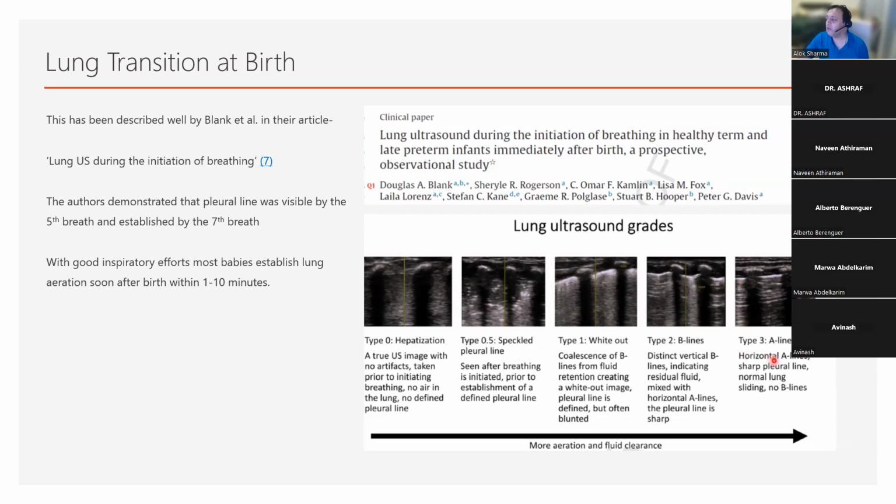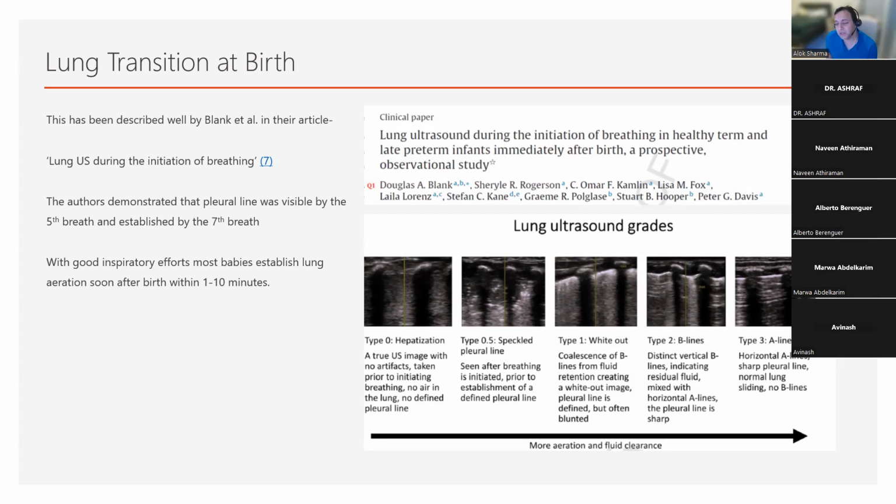And then finally, what you're going to end up with is fully aerated lung, which has been described by Blank as CMS type 3. This is normal well aerated lung. There's pleural sliding over here. So this is the transition that babies will normally go through.